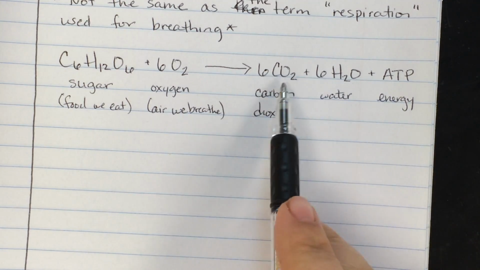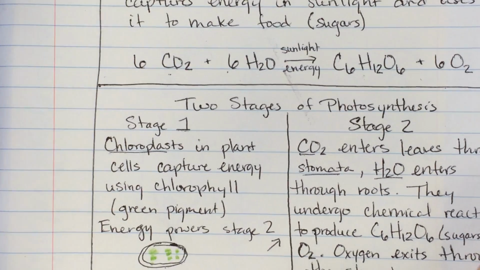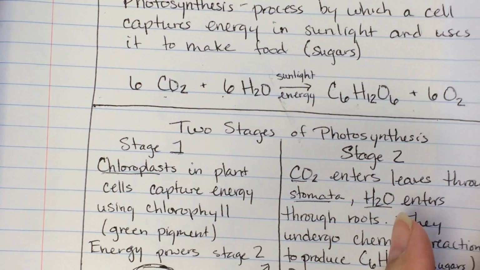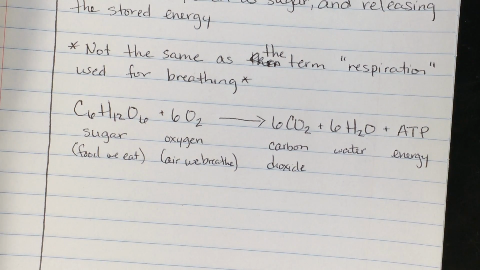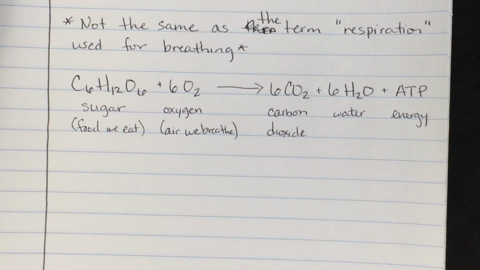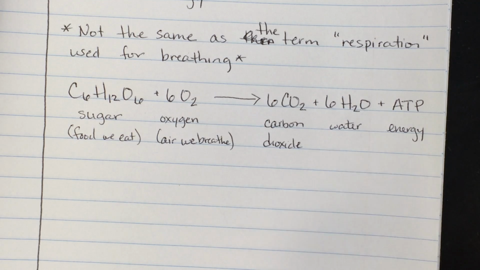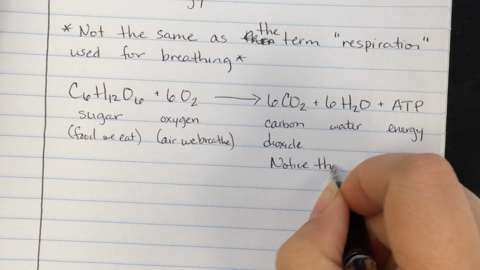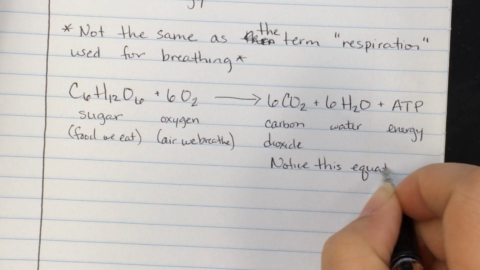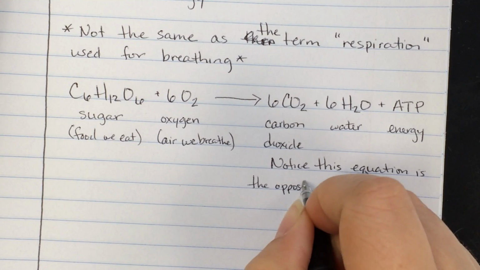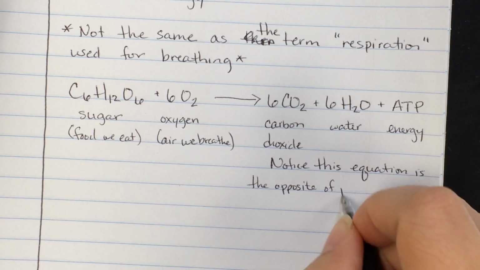Now this, again, CO2 and H2O, have we seen this before? Oh, yep, look at that. So what was on the left side here is on the right side over here, and what's on the left here is on the right side here. Cellular respiration and photosynthesis are actually a great partnership because what one produces, the other requires. So let's add a little note on here so we remember that. So notice this equation is the opposite of photosynthesis.